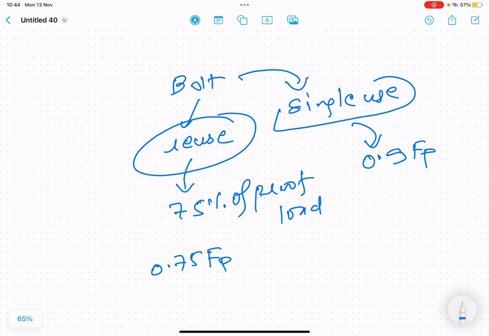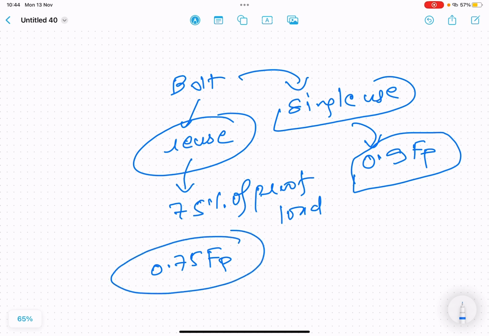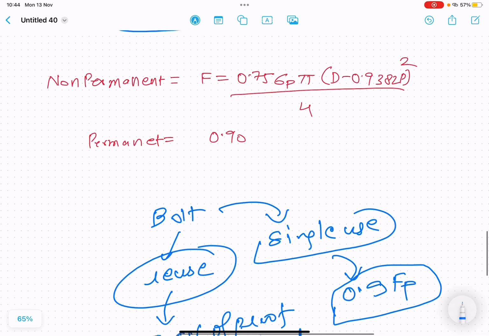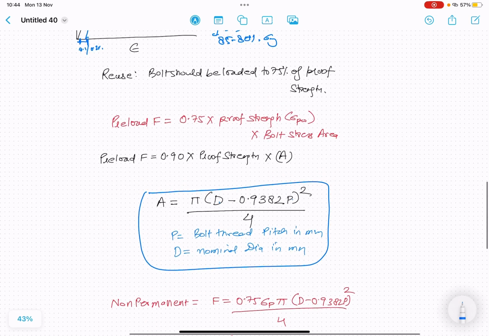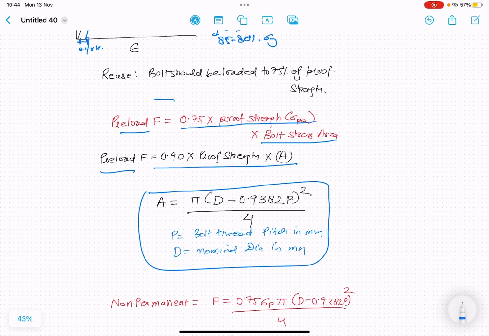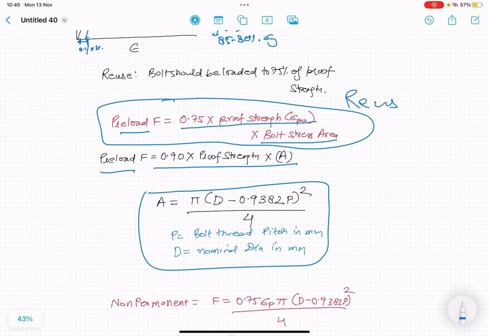Now always remember, if you are providing a preload of 0.9 Fp, then you can't reuse the bolt again. If you are torquing the bolt and developing a tensile load of around 0.9 of the proof load, then you can't use the bolt again. If it is less than 0.9 Fp, or if you are using only 75% of the proof load, then you can reuse the bolt. This is the basic funda. So the preload F is 0.75 into proof strength into bolt stress area for the condition where you want to reuse, and 0.90 into proof strength into area for the condition where you are using it only once. In this way F is calculated.